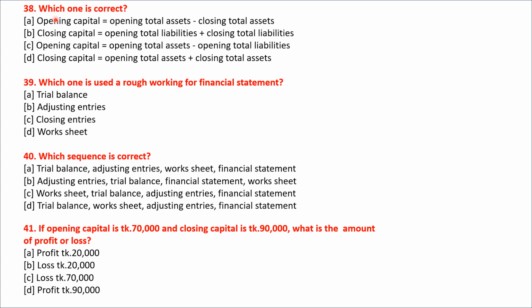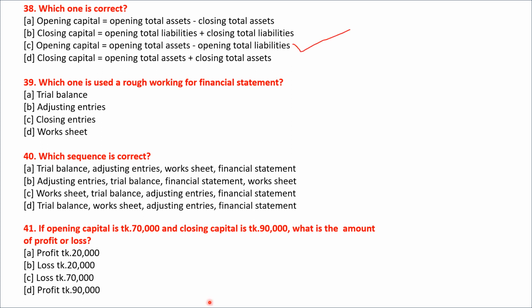अगला क्वेश्चन है which one is correct? Option है opening capital is equal to opening total assets minus closing total assets. Option B closing capital is equal to opening total liabilities plus closing total liabilities. Option C opening capital is equal to opening total assets minus opening total liabilities. Option D closing capital is equal to opening total assets plus closing total assets. So इसका सही आंसर होगा ऑप्शन सी opening capital is equal to opening total assets minus opening total liabilities. So here the right answer will be option C.